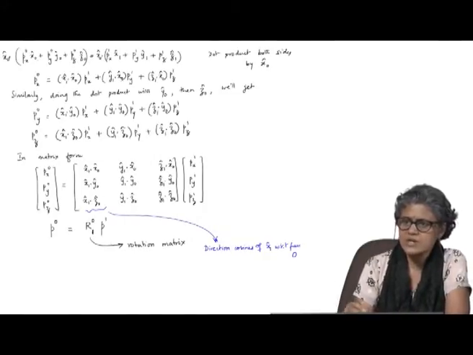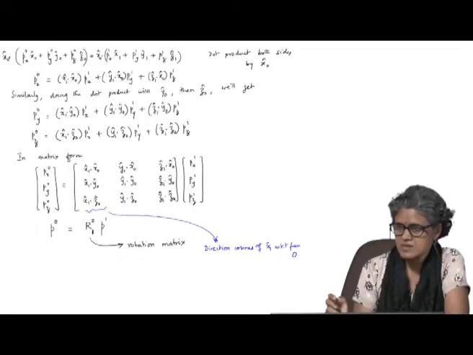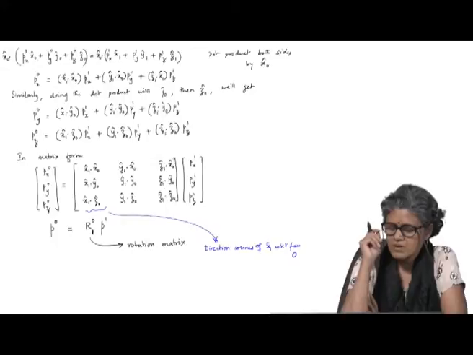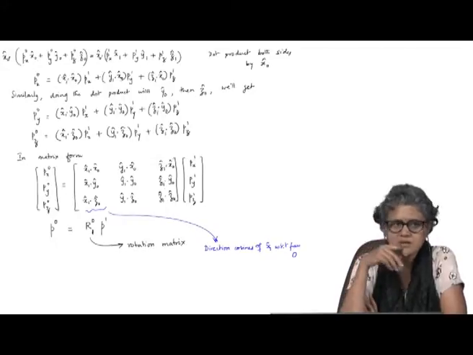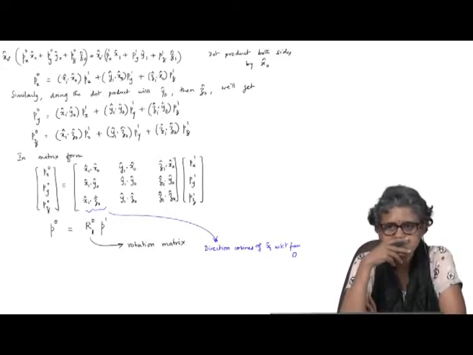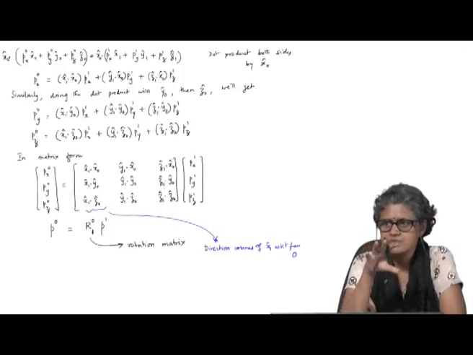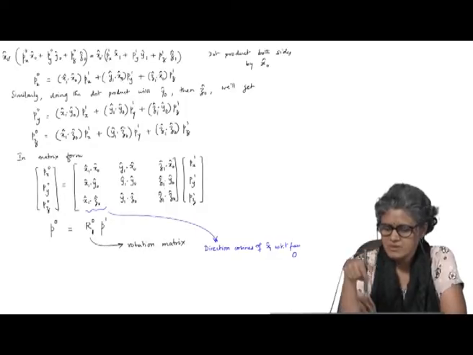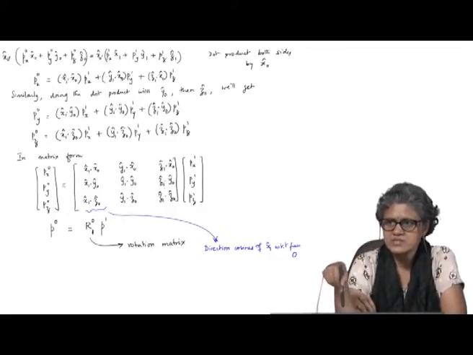These are 9 quantities in this matrix, right. So, do you need 9 quantities to describe the orientation of one coordinate system with respect to the other? How many independent quantities are these?